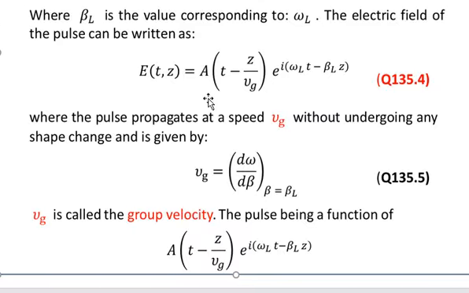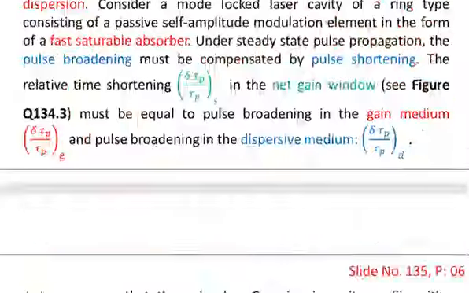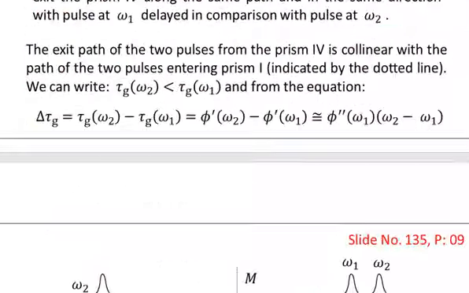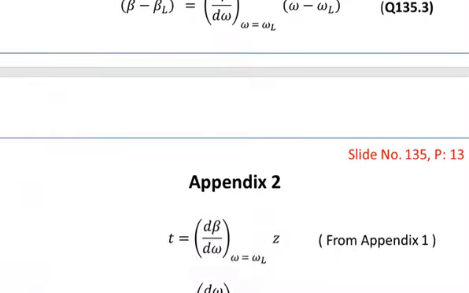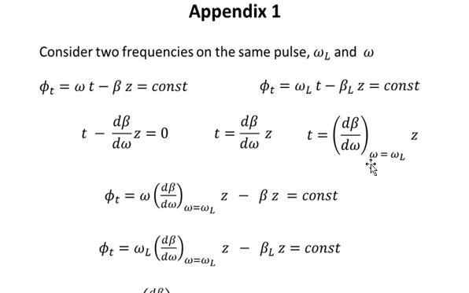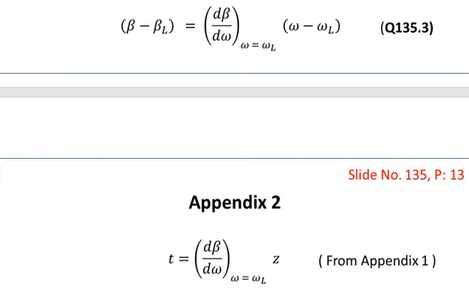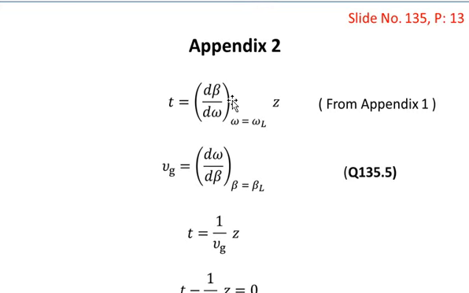So let me show you the derivation or the proof of equation number 4 using the appendix. Let me start with this equation. From this one, I am writing equation in appendix number 2. I have written T is equal to the derivative of beta with respect to omega times Z. This is what I have taken from appendix 1. And this is the definition of the group velocity, that is Vg is equal to d omega over d beta evaluated at beta equal to beta L.